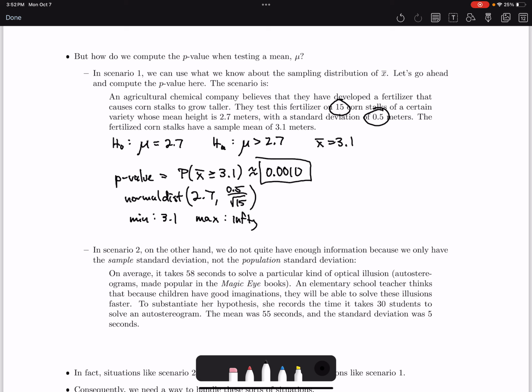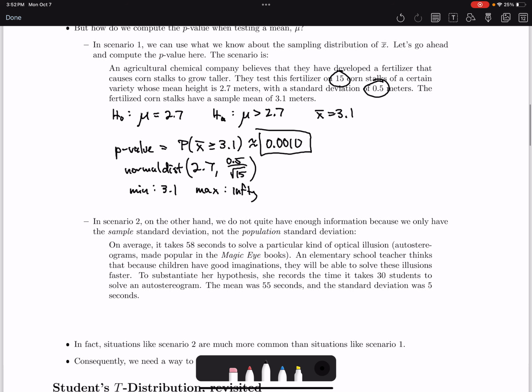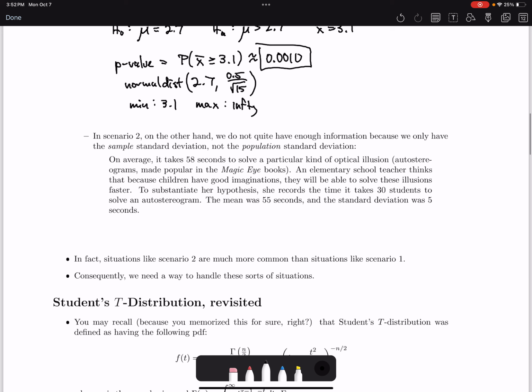Okay, and that's how we would compute the p-value for scenario 1. For scenario 2, on the other hand, and this is kind of a subtle difference, you might notice that we don't quite have enough information to compute the p-value because we only have the sample standard deviation, not the population standard deviation. So again, here's the scenario in example 2.